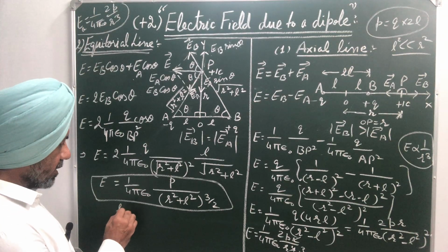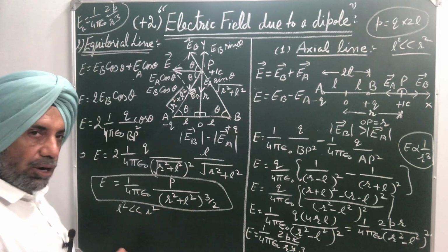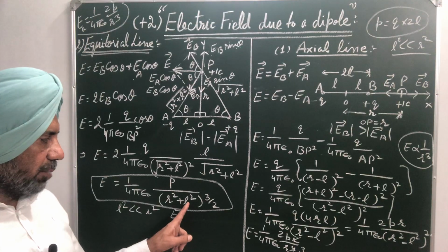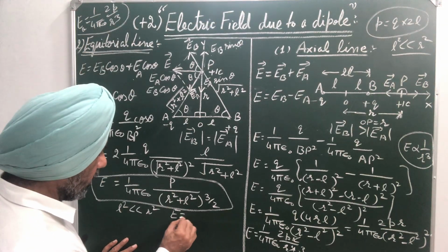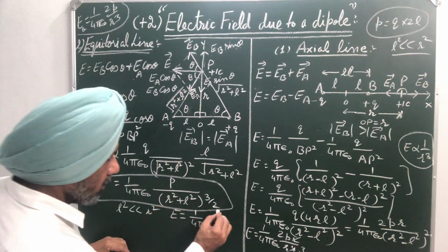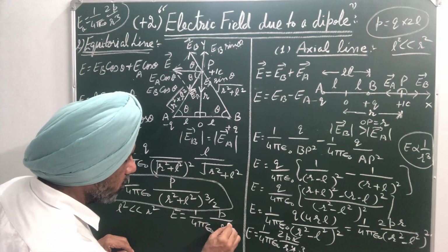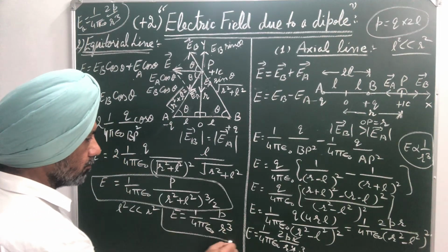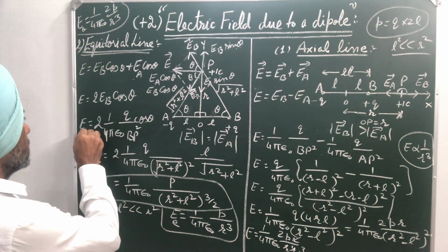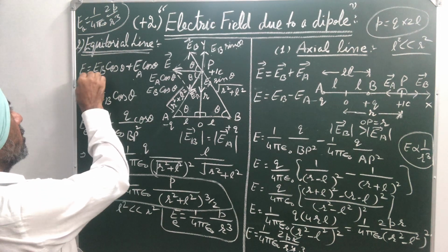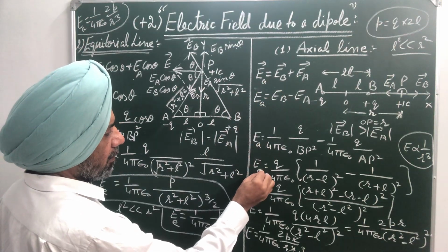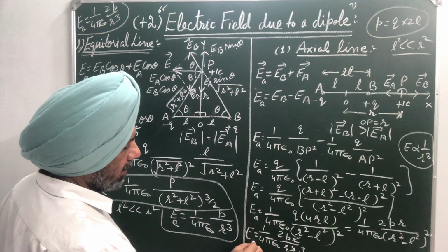And again, when L square is less than R square, for a short dipole, L square can be neglected as compared to R square. So E will be equal to 1 upon 4 pi epsilon naught P over R cube. This is the electric field due to a dipole at a point on the equatorial line. You can write EE for the equatorial line, and this is EA for a point on the axial line, just to differentiate.